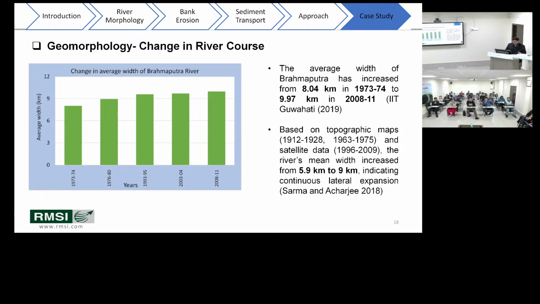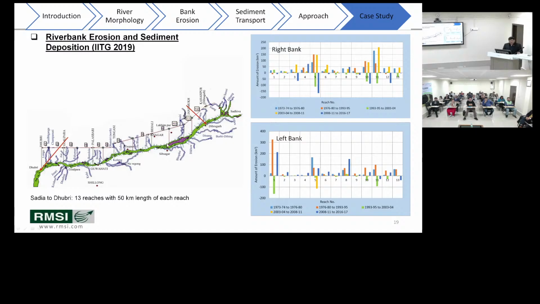Coming to the river width of the Brahmaputra, it was found by IIT Guwahati that the average width of the Brahmaputra is increasing from 1973 to 2011. It was around 9.97 kilometers. And this is the bank erosion from Sadia to Dhubri. Here they have taken 13 river stretches at a distance of around 50 kilometers, and they have taken a 5 year interval to see how much deposition and erosion has been taking place on the left bank and the right bank of the river.